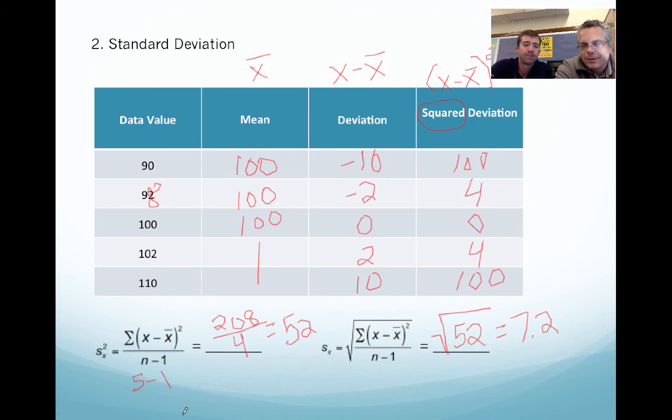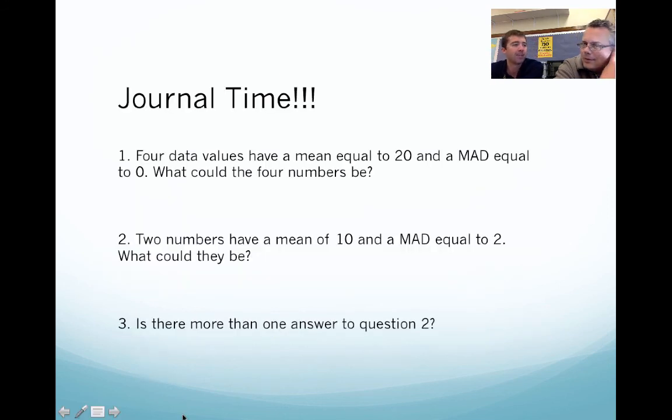Okay. Man, journal time already. I know, that was quick today. So we have a couple conceptual questions for you. You're going to have to think about this.